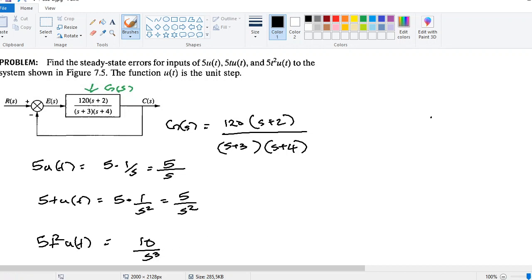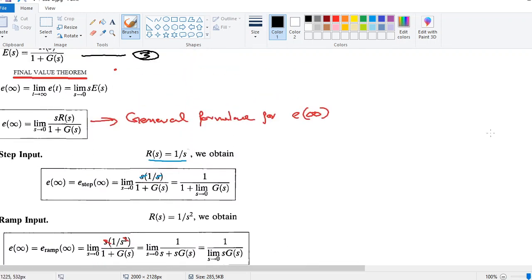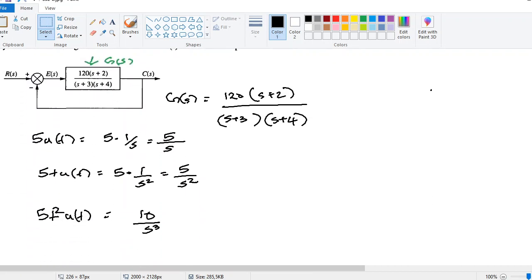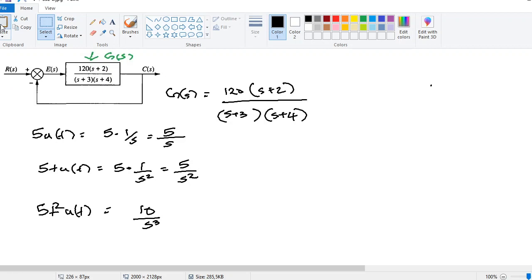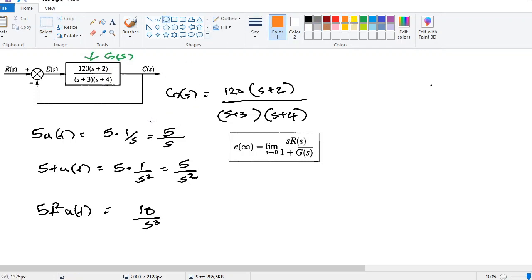Okay. Now we go back and we look at the formulas for each of these. So let's take the general formula to start our work with. If the other formula confuses you, we can start with the general formula and then we can apply it onto the system. So here is the general formula. Now when we start for the first question, we know that it will be 5 by s, right? So that is the step input.